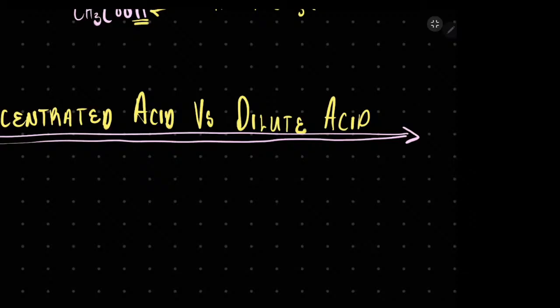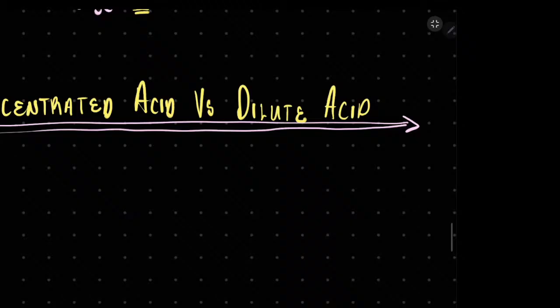Concentrated acid versus dilute acid. So, is this the same as strong or weak? No! Strong or weak comes from what? How much of the acid actually separates in water? That's strong or weak. But for concentrated, we are saying when you take 1 liter of water, how much acid is in it? The more acid per liter, we say in chem per dm cubed, which means per liter, the more concentrated it is, whether it's weak or whether it's strong.